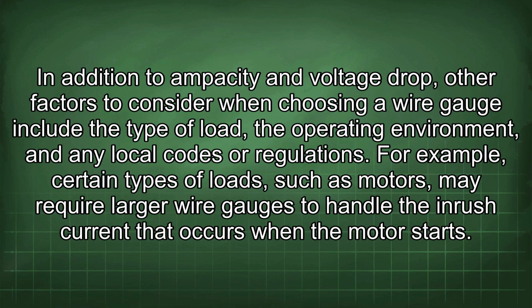In addition to ampacity and voltage drop, other factors to consider when choosing a wire gauge include the type of load, the operating environment, and any local codes or regulations. For example, certain types of loads, such as motors, may require larger wire gauges to handle the inrush current that occurs when the motor starts.